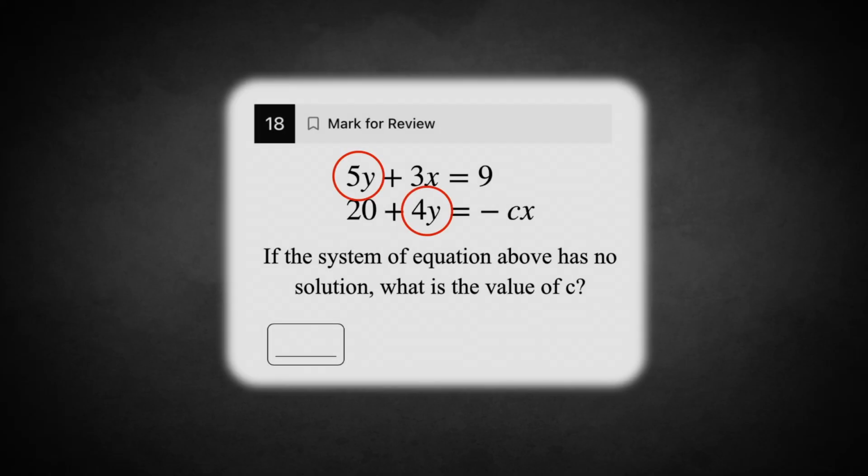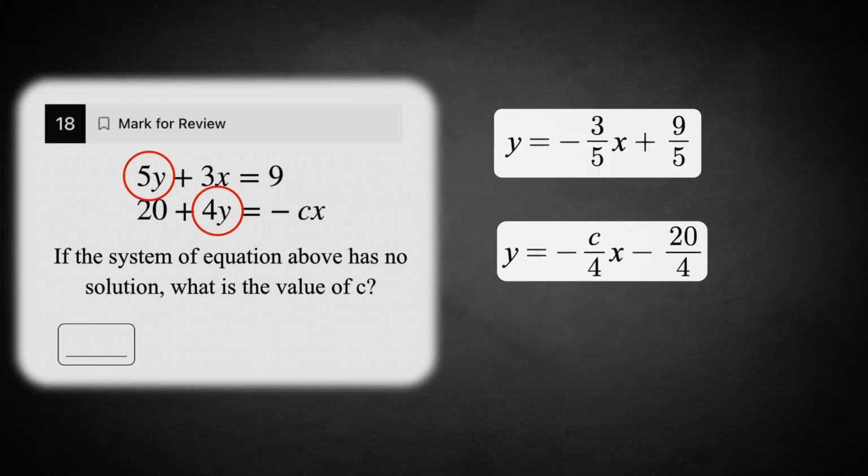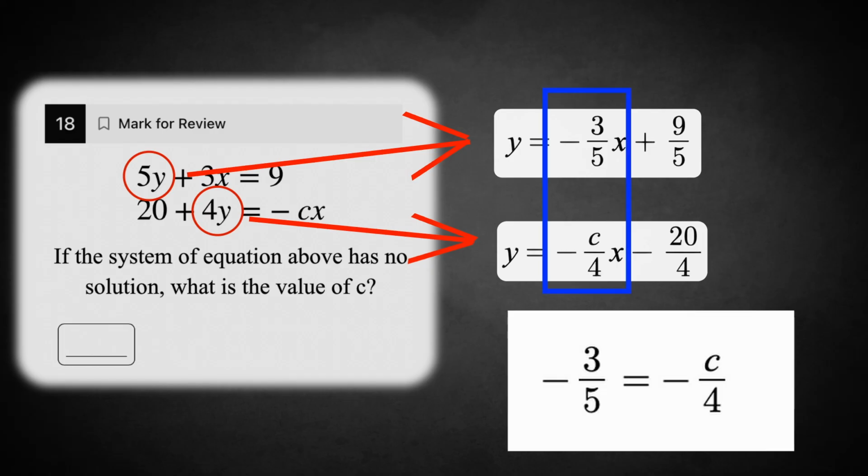But if your y is not isolated, like in this system, then you gotta isolate it first and only then set their slopes equal to each other to find the unknown constant.